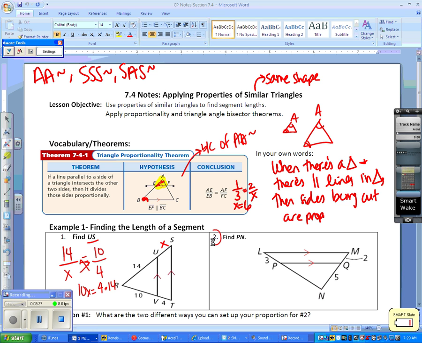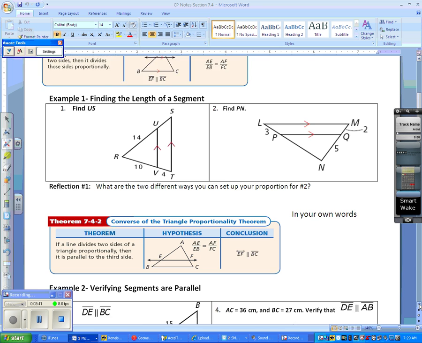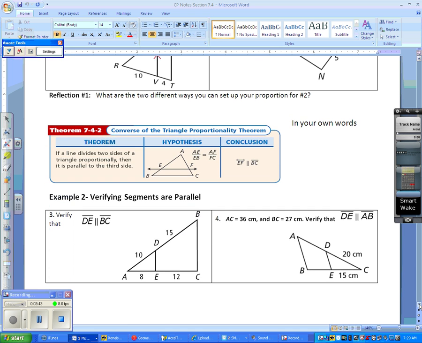Go ahead and try to do number 2. My smart slate is running out of batteries. Oh my goodness. Okay. So reflection, also think about the reflection.